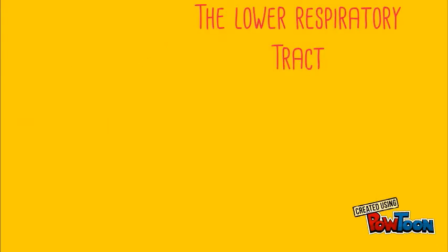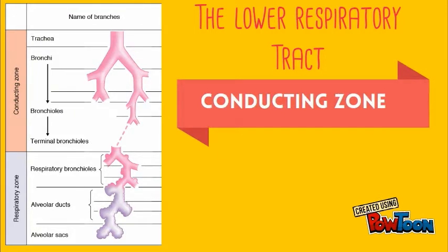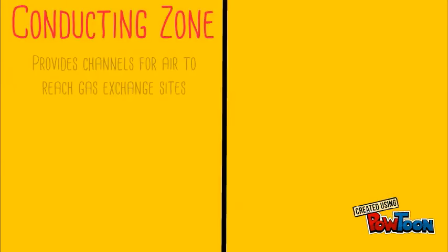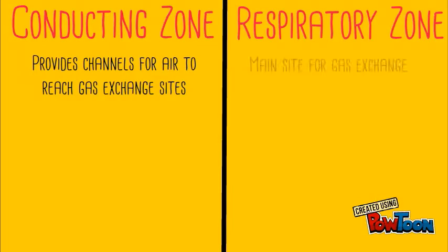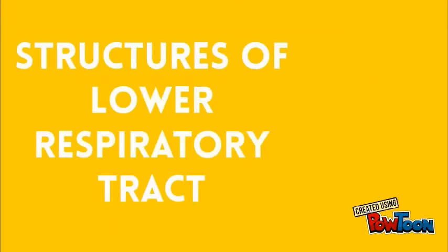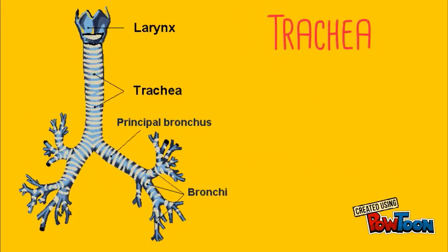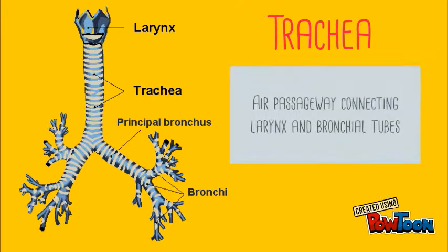The lower respiratory tract can be divided into two zones, the conducting zone and the respiratory zone. The conducting zone provides channels for air to reach gas exchange sites, and the respiratory zone is the main site for gas exchange. Let's talk about the structures of the lower respiratory tract. The trachea, also known as the windpipe, is the air passageway connecting the larynx to the bronchial tubes, helping to carry air into and out of the lungs.